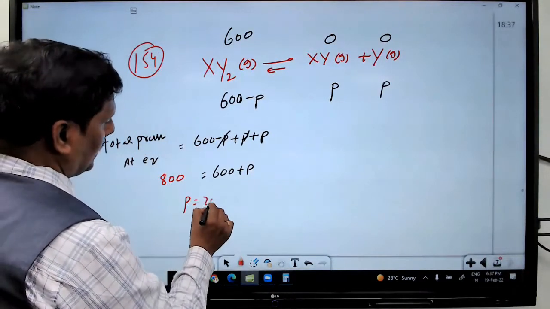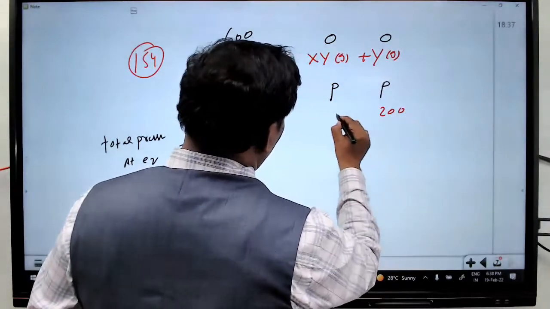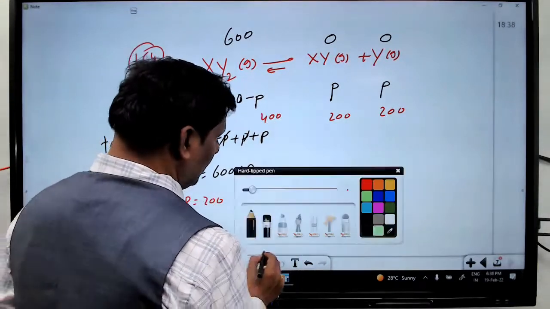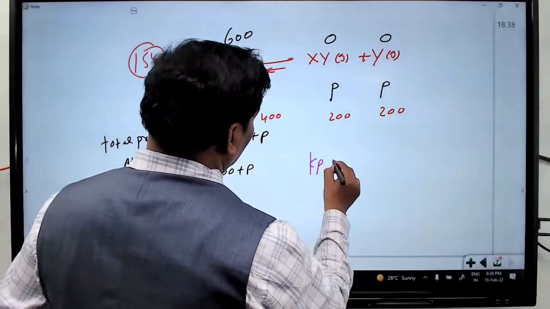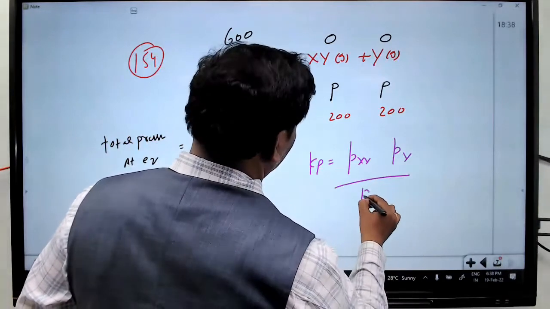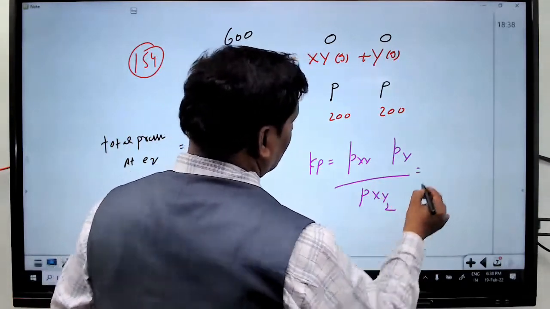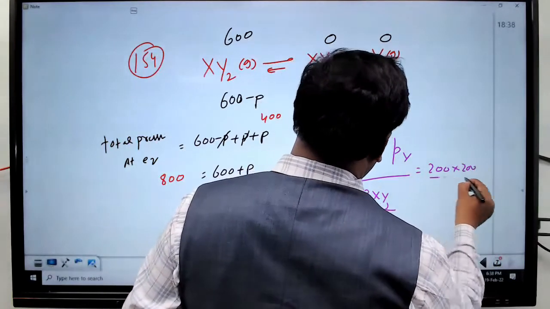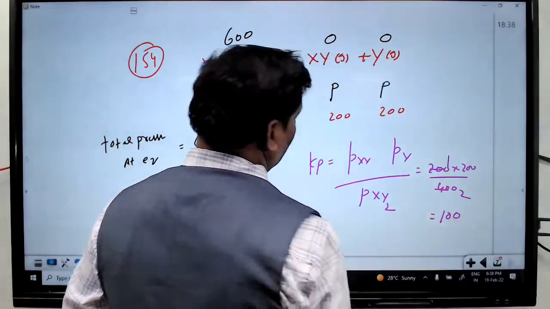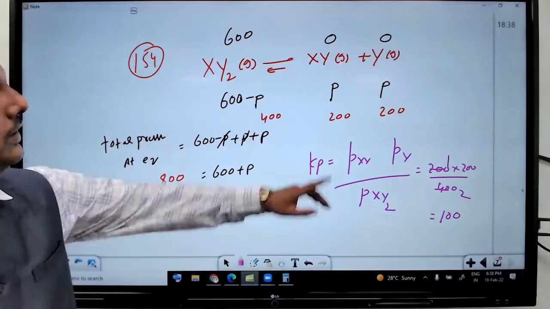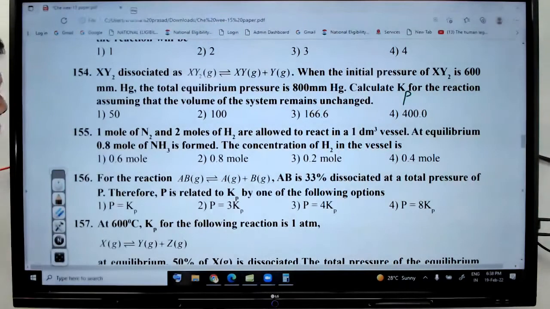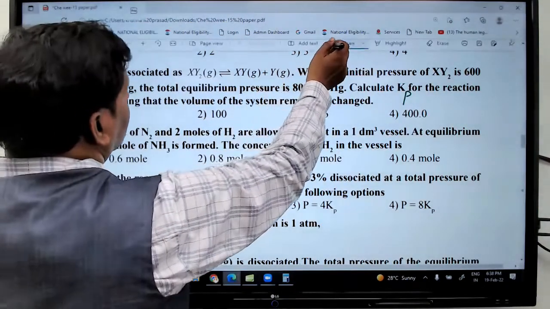अच्छा, P is equal to 200. मतलब ये वाला 200 है, ये वाला 200 है, 600 minus 200 है, ये वाला 400 है. Now Kp, how to find out Kp? Kp is equal to partial pressure of XY, partial pressure of Y divided by partial pressure of XY2, which is equal to 200 into 200 divided by 400. अच्छा, 100. What are units? ATM, because delta n is equal to 2 minus 1, 1. अच्छा, 100 ATM is the answer. देखो, 100 ATM, only one option is there.